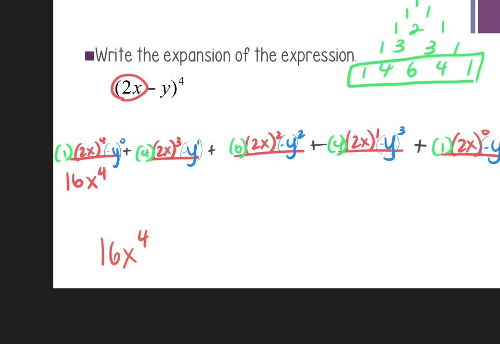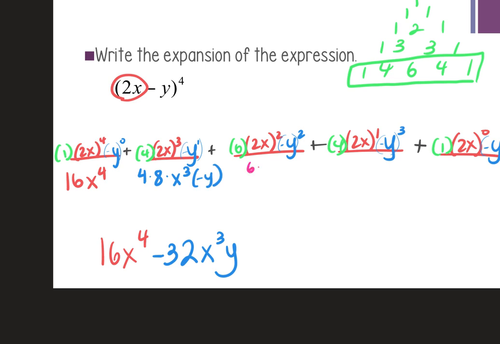Then I get 4 times 2 to the third, which is 8, times x to the third, times the negative y to the first, which means it's negative y. So 4 times 8 is 32. The negative comes down, so negative 32, x to the third, y to the first.